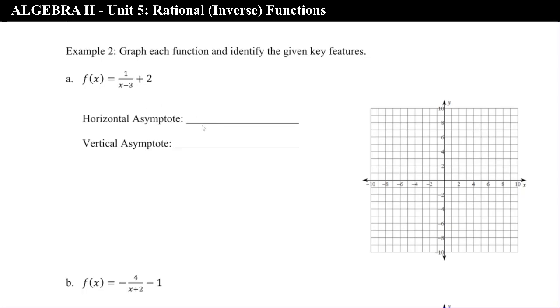Our horizontal asymptote is going to be at y equals 2, because you use your k value for that. Your h value goes with your vertical asymptote. So we've got a vertical asymptote at x equals 3. So we can come over here and plot that. X equals 3 is our vertical asymptote. In fact, I'm going to try to do this just a little bit neater than this. So there's our vertical asymptote at x equals 3. We have a horizontal asymptote at y equals 2. Okay, so there are the asymptotes plotted.